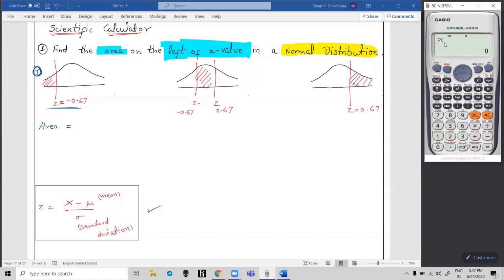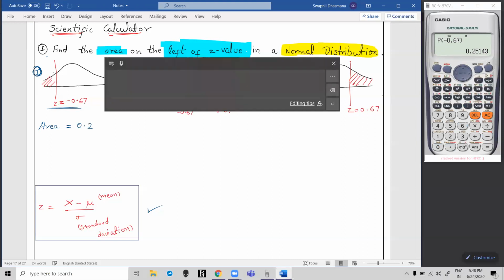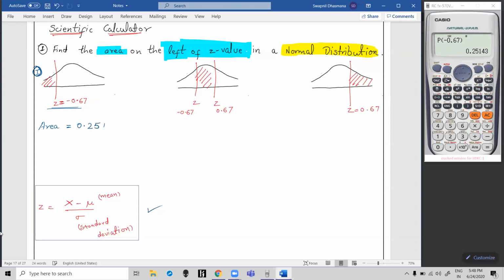Now you see P. This is where I need to put the z value. It's minus 0.67. Once I do that and press equals, I can see a value, 0.25143. All right, 0.25143. Now this represents the area on the left. You don't have to use the whole table thing. You can just find the area here. But remember, you're just focusing on the left-hand side.